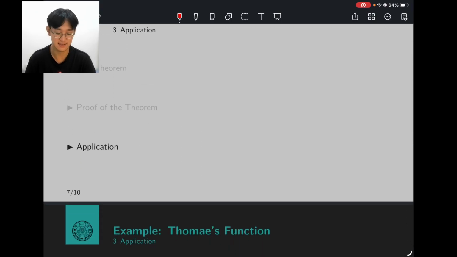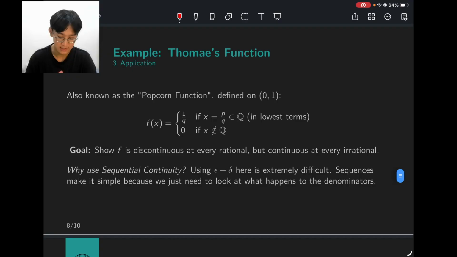Now let's see an example: the Thomae function. This function is also named the popcorn function. This function is defined on the open interval 0 to 1. So f(x) equals 1 over q if x is a rational number, which is p over q, and f(x) equals 0 if x is not a rational number, which means an irrational number.